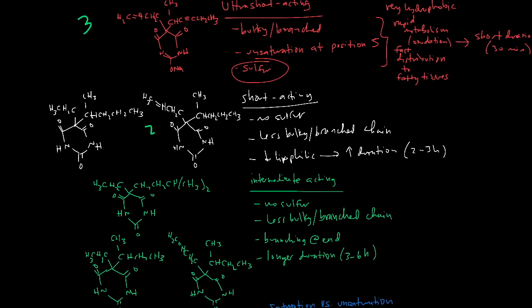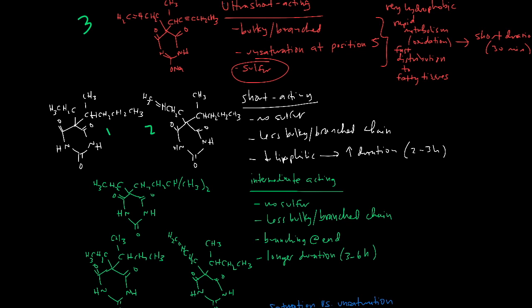Likewise, this has how many of unsaturation and branching? 1, because it just has this 1. So, if they don't have a sulfur and you can't tell if it's ultra short acting or not, count how many unsaturation or branching there is. If it gives you structures to compare in a question, if there's more, then you can tell it's ultra short acting. If it's less, it's either short acting or intermediate acting.